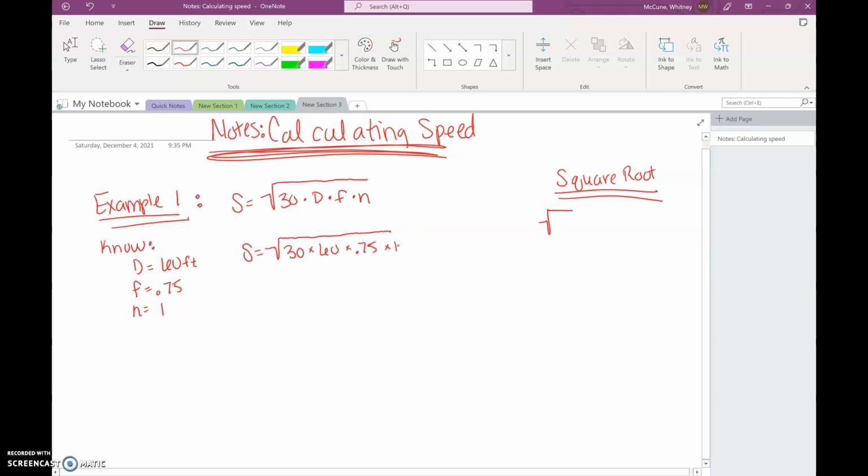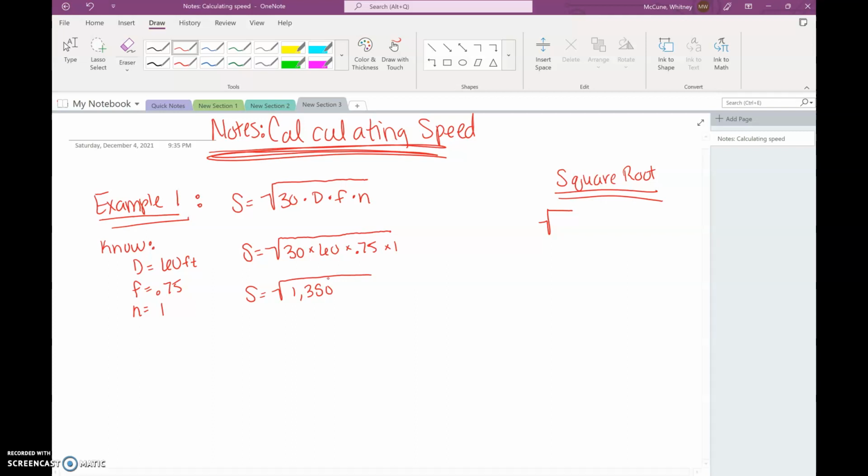Right? If you type that into your calculator, just type in 30 times 60 times 0.75 times 1. You get speed is equal to the square root of 1,350 feet, or 1,350. We are not finished yet. There's still one more step to do. We have to take care of that square root button.